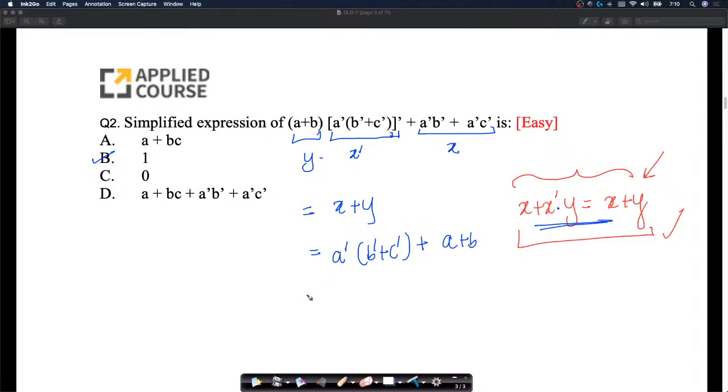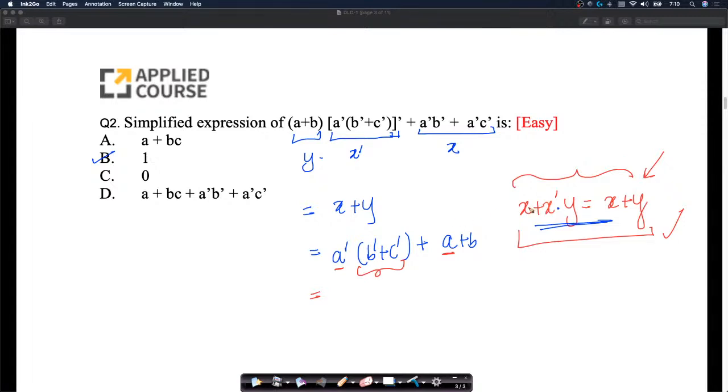Very simple, very easy to simplify. If you know this single formula, it will help you a lot in GATE. Again, you can apply this again. One thing that you can notice here is, look at this, again you have a, the complement multiplied by something. You can apply the same formula again.